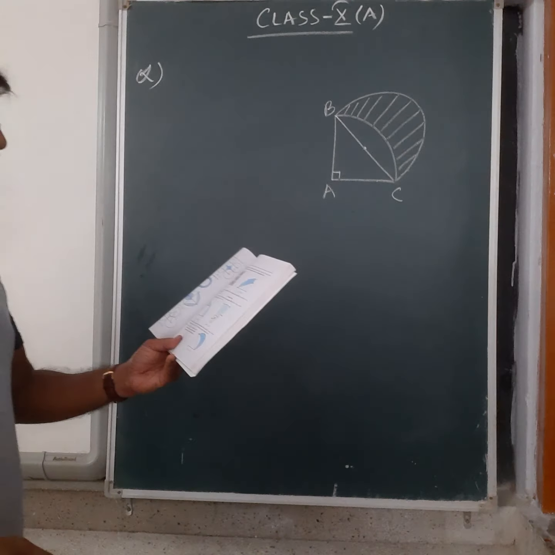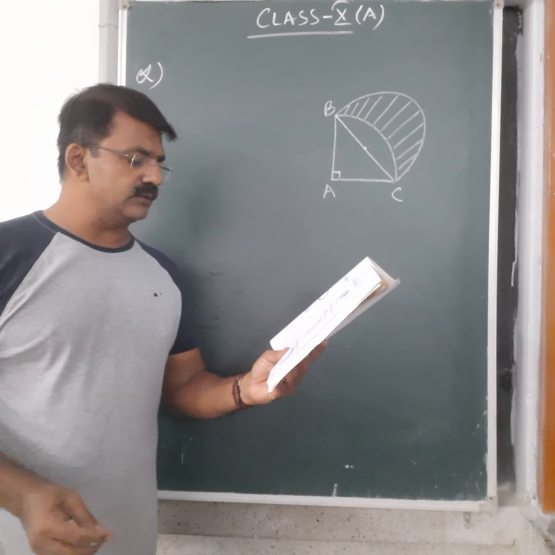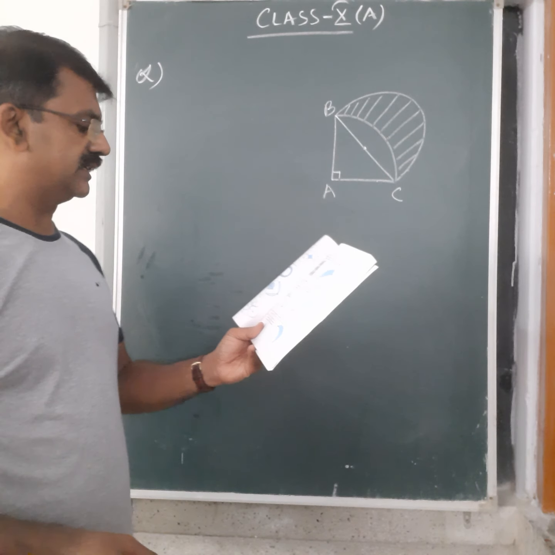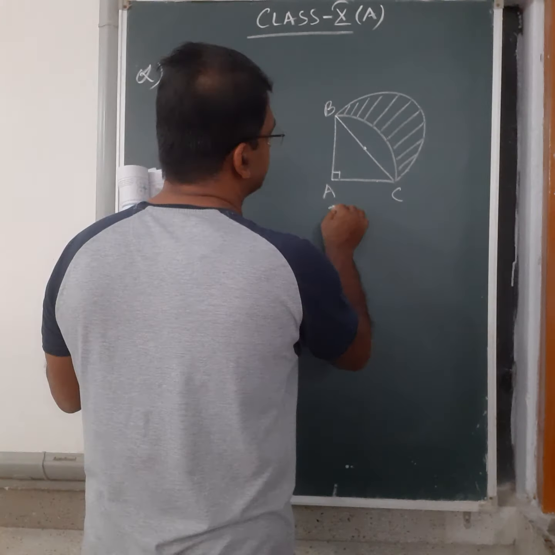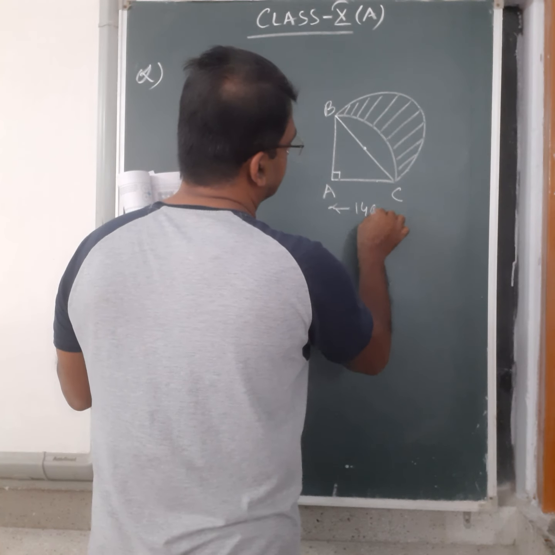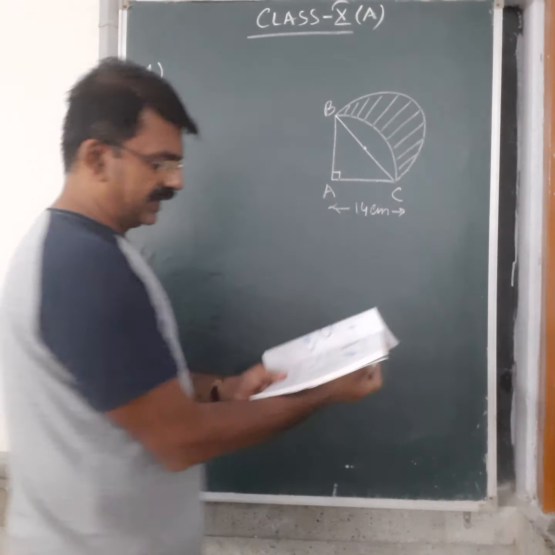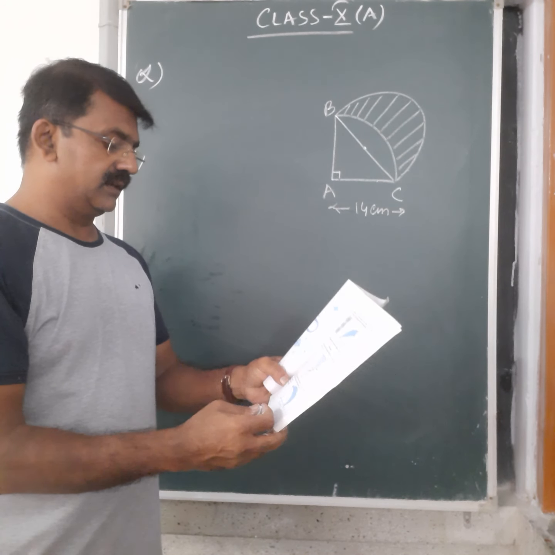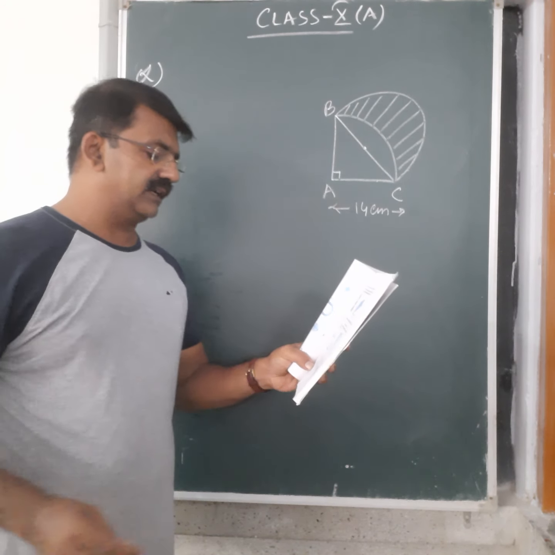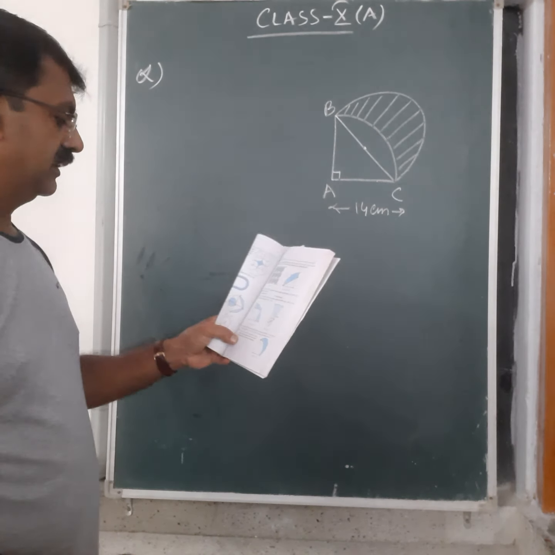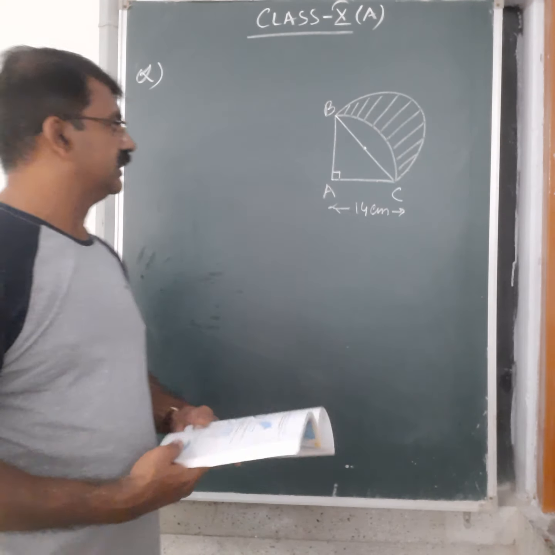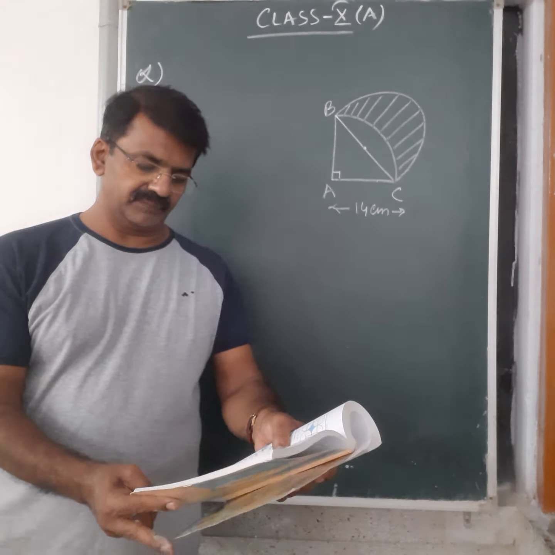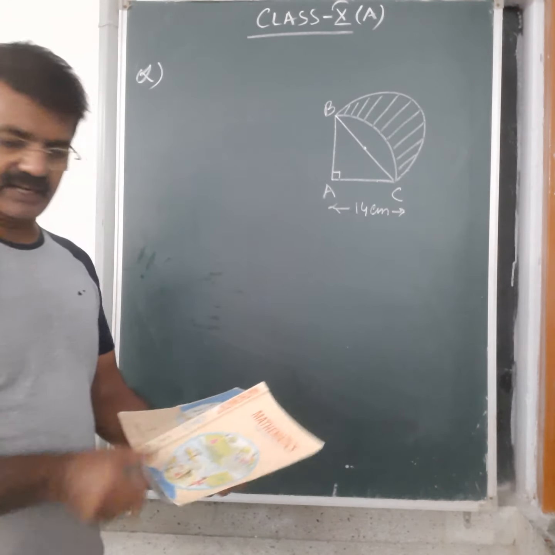Now, the values that are given here: the radius of the quadrant of the circle is 14 centimeter. So this is given 14 centimeter, and this is given 14 centimeter. You just have to find the area of the shaded region.